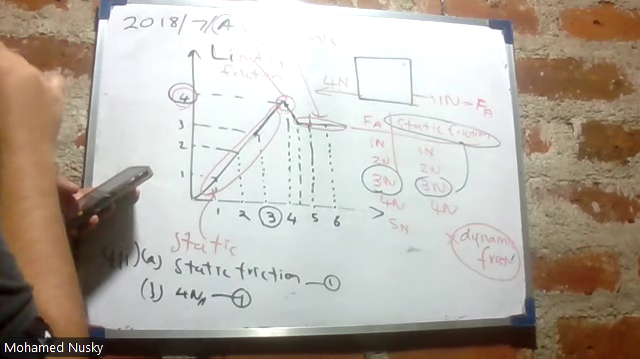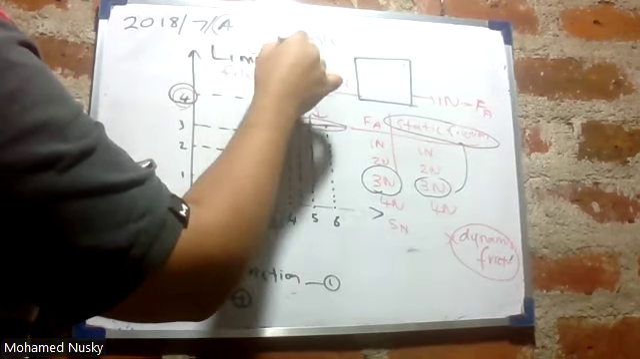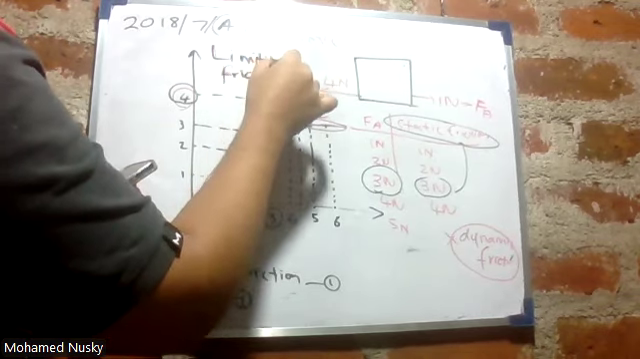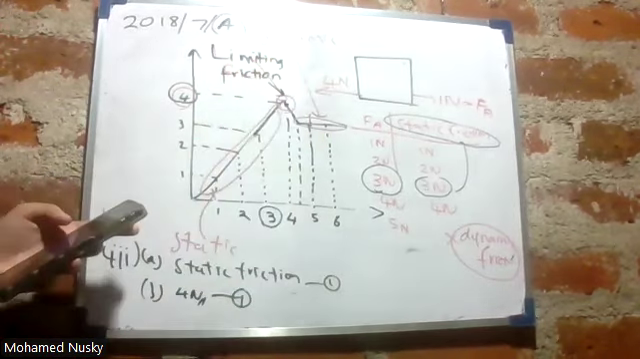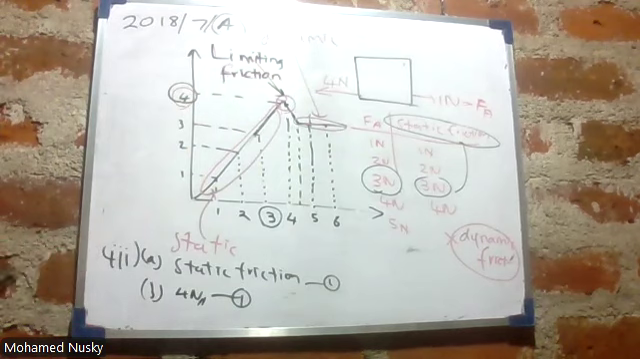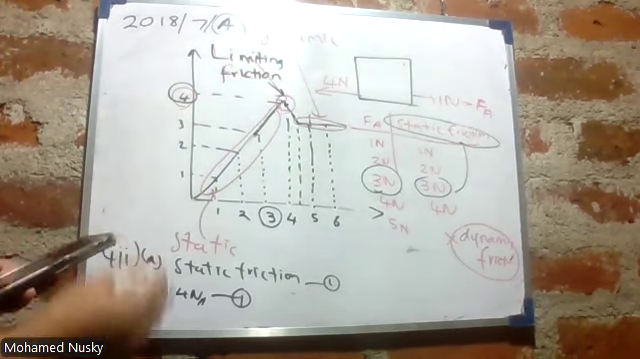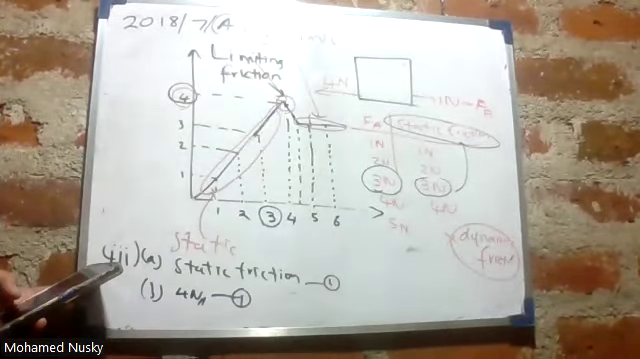The red color marker is not visible, right? This is limiting friction. We'll use a blue color marker. Okay, this should be the answers. If you want, take a screenshot.